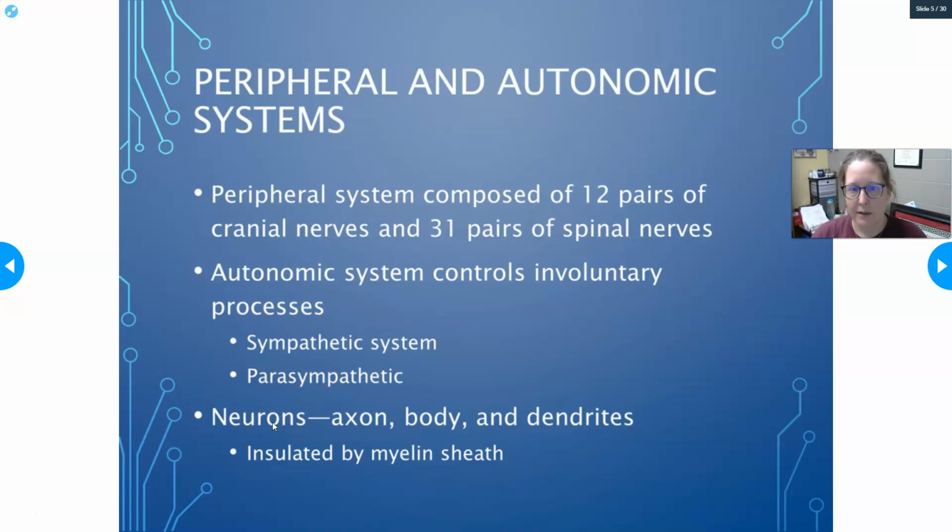peripheral and central nervous system are made up of neurons, and neurons have an axon, a body, and a dendrite, and the impulses are always going to flow from dendrite to body down the axon to the next neuron. In the peripheral nervous system and in parts of the central nervous system, neurons are insulated by myelin sheath. All of the peripheral nervous system is insulated.